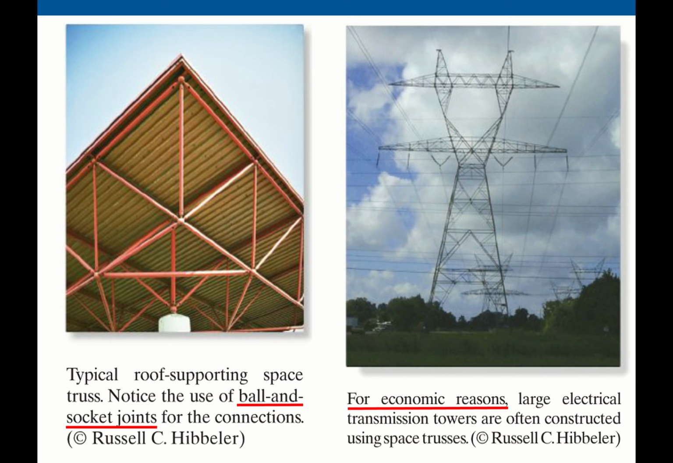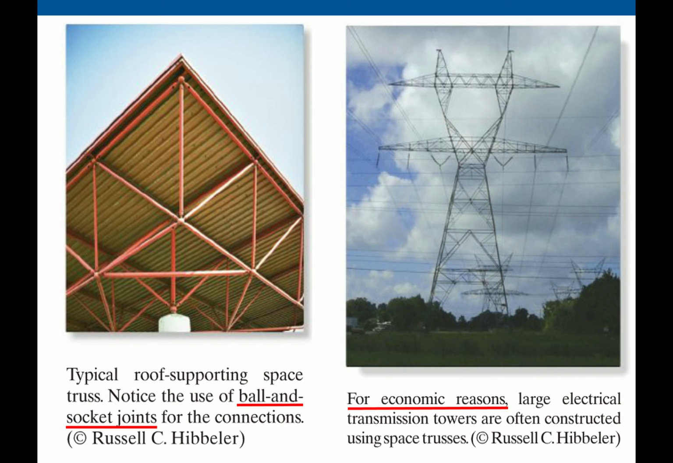So this is very economical, it's not expensive. This is very cheap and also provides a lot of support to hold the weight. So that's the reason why many construction sites use this space truss for bridges, electrical transmission towers, or roofs. Okay. And one thing, typically these space trusses are connected with a ball and socket joint.